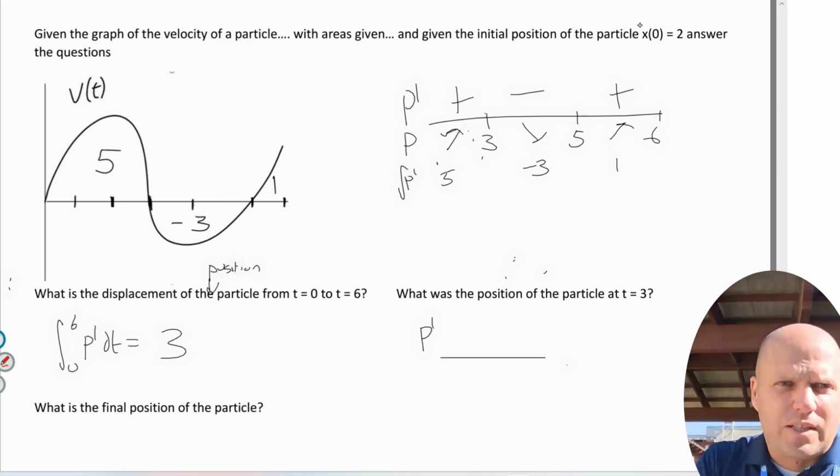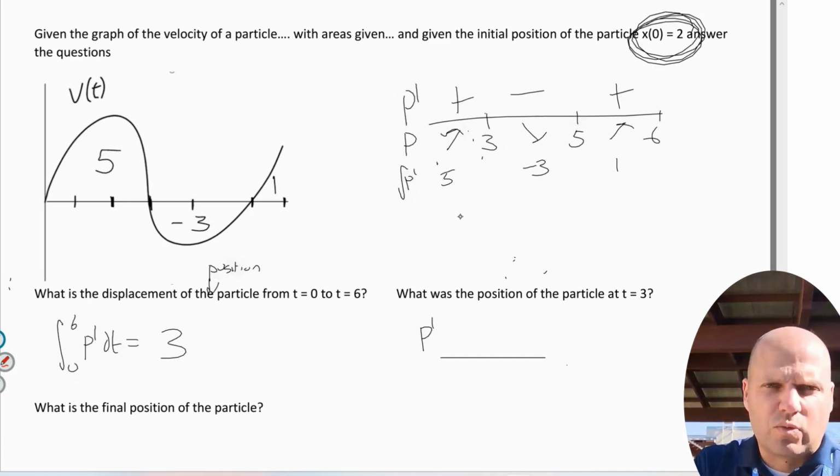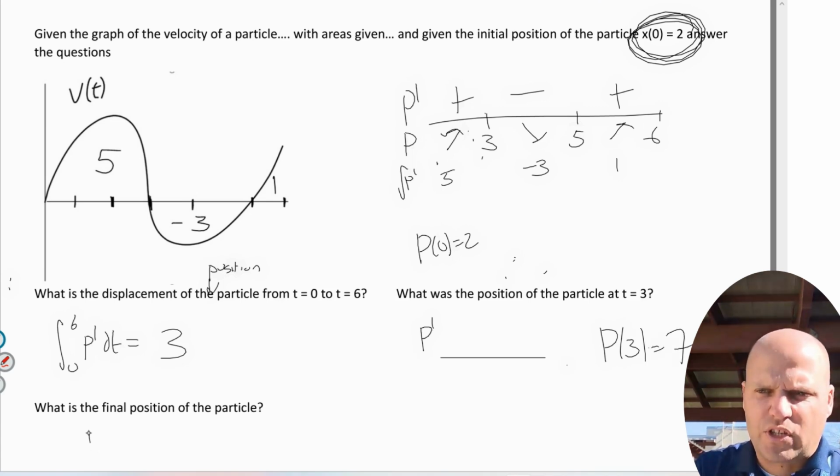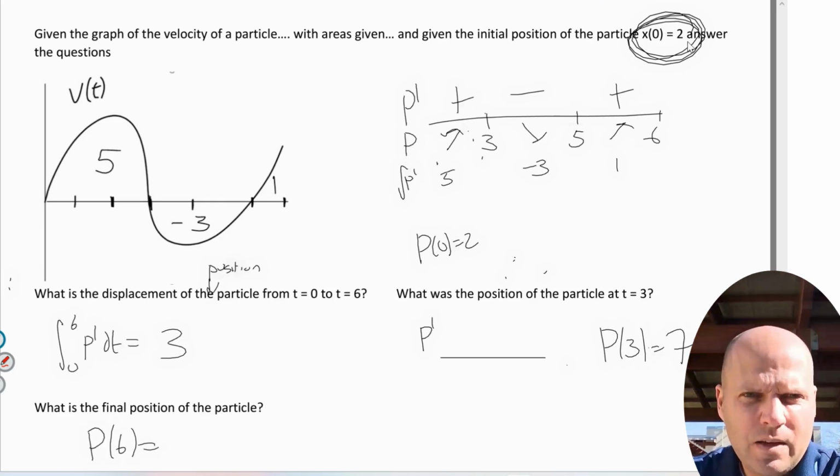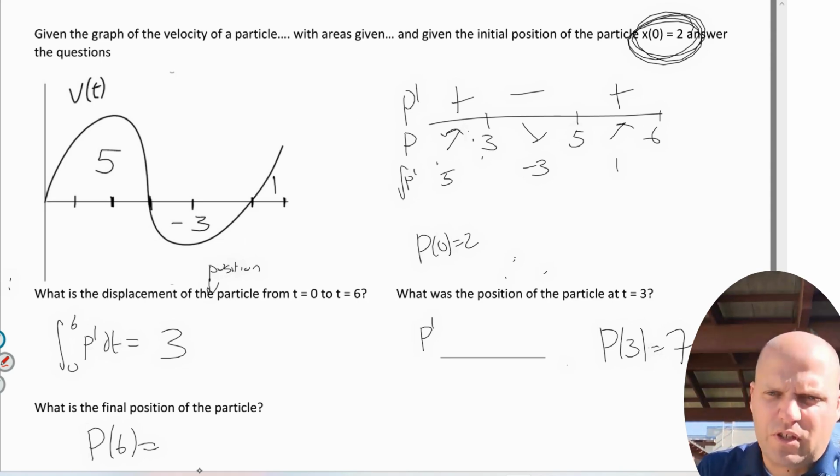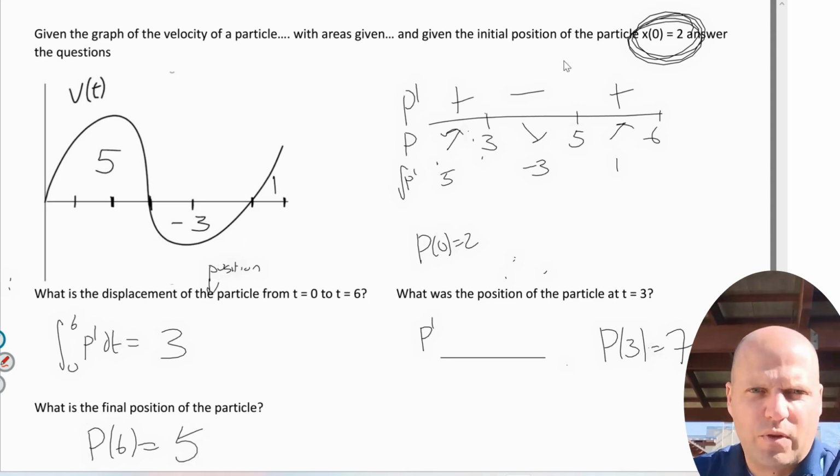It's important, but it's worthless to find future positions without a known position, like the idea of finding C. My position at 0 is 2. My position at time 3 is 7. My final position at time 6 is 2 plus 3, which is 5. Or you could say I went from 2 to 7 to 4 to 5.